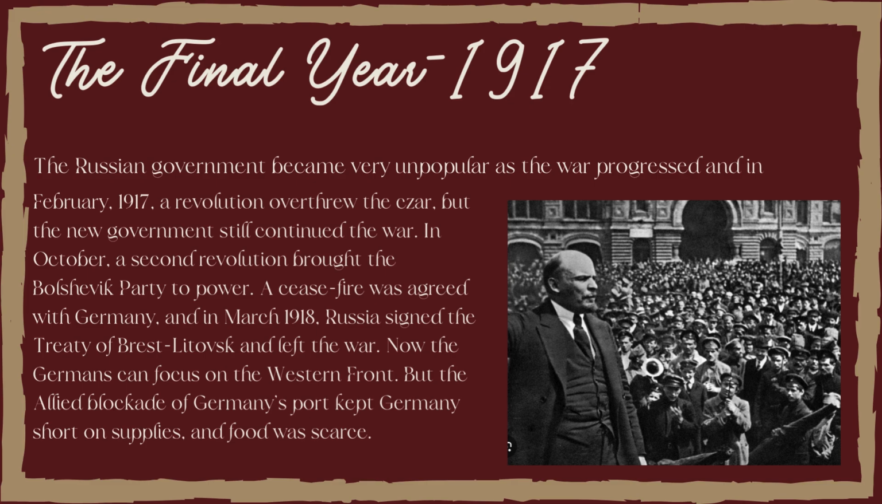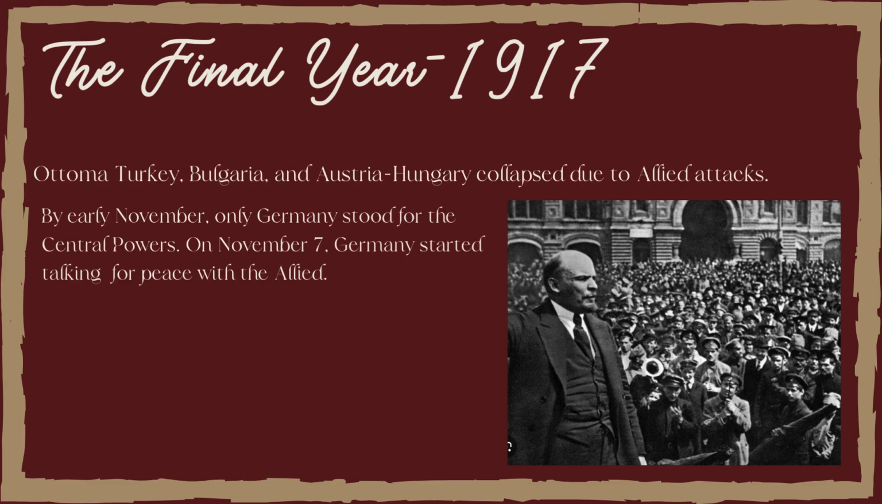But the Allied blockade of Germany's ports kept Germany short on supplies, and food was scarce. Ottoman Turkey, Bulgaria, and Austria-Hungary collapsed due to Allied attacks. By early November, only Germany stood for the Central Powers. So on November 7th, Germany started talking for peace with the Allies.